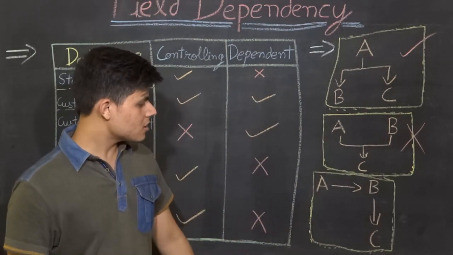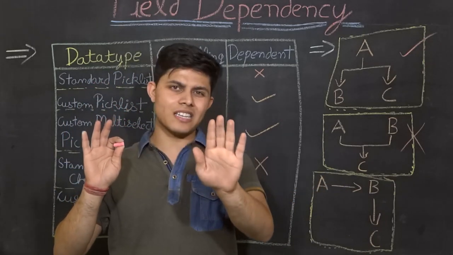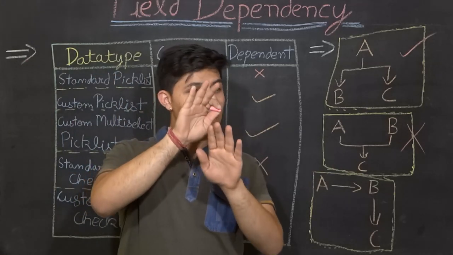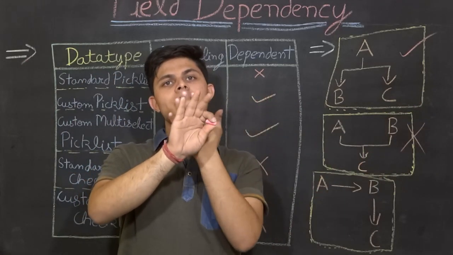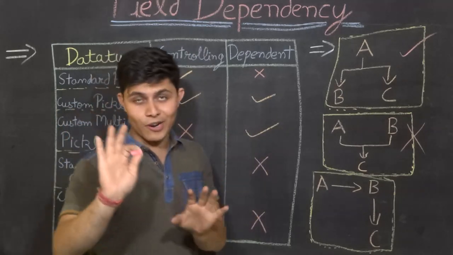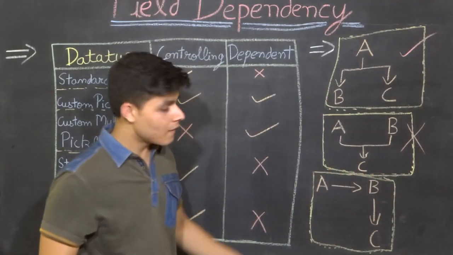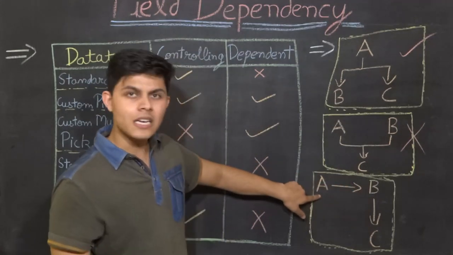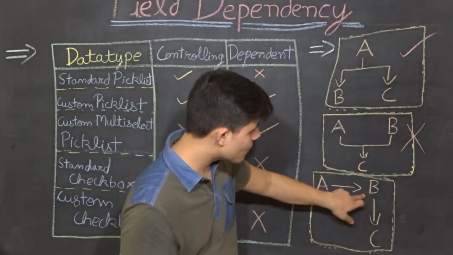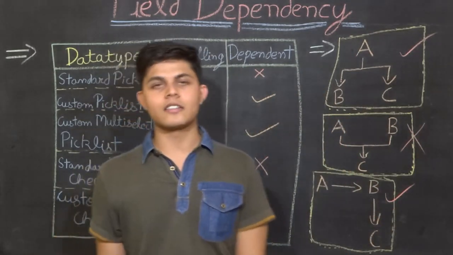And then the third option is A to B to C. Can we control this field's values by this field? Yes, okay. Then, can this field's value be controlled by this field, while this field is dependent on another field dependency? What I'm trying to say is, we'll create a field dependency with A and B, where B will be dependent and A will be controlling. Then can we create another field dependency in which B will be controlling and C will be dependent? Yes, you can do that in Salesforce.